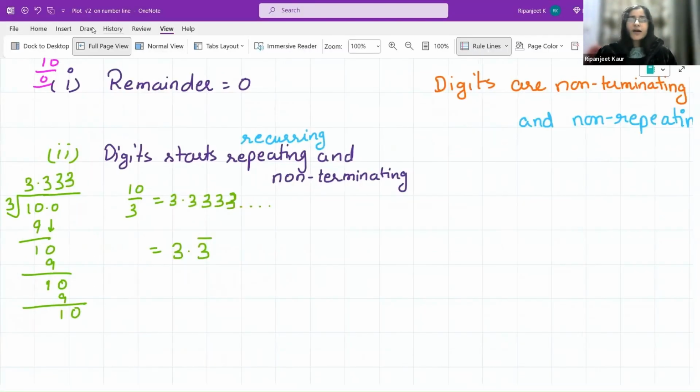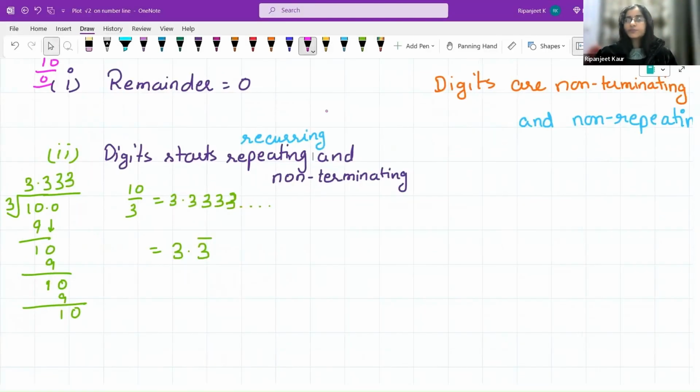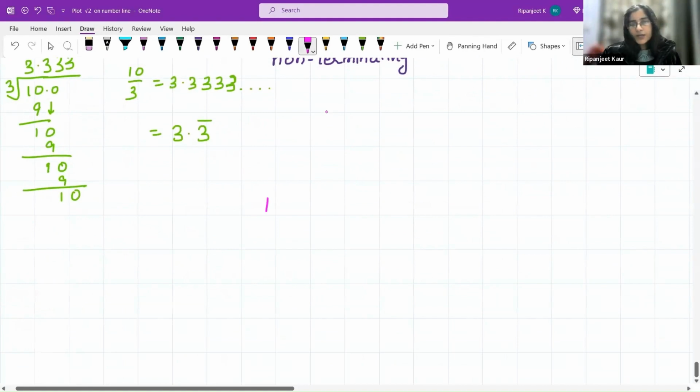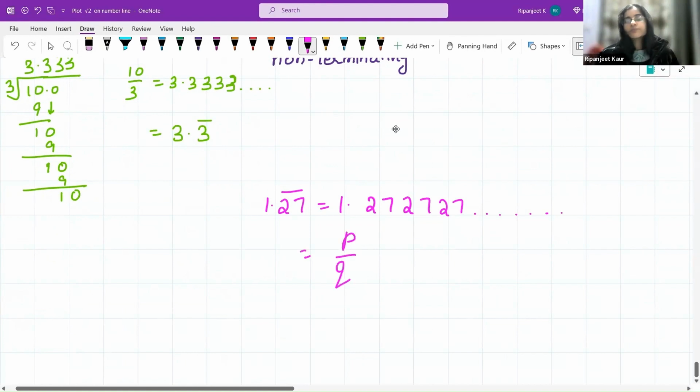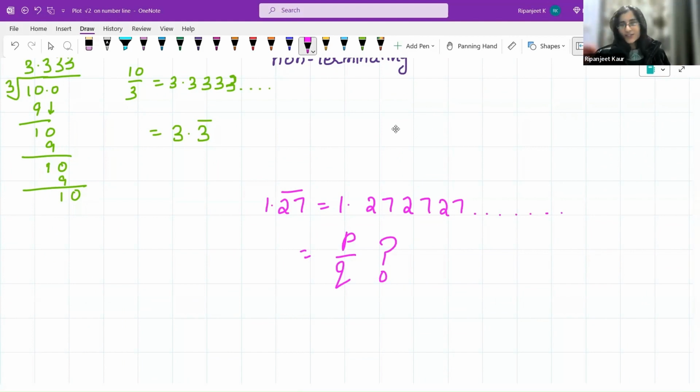Right? My last question to you is, see, I am writing 1.27 bar, which means 1.272727 and so on. So many 27s are there. Can you bring it to the form of a rational number, which is P over Q? Is it possible to make it come into the form of P over Q? Well, think about it, find out a way, and we are going to see this in our next session.